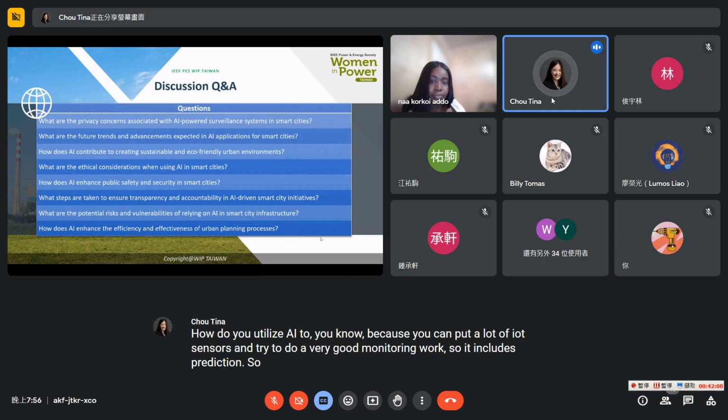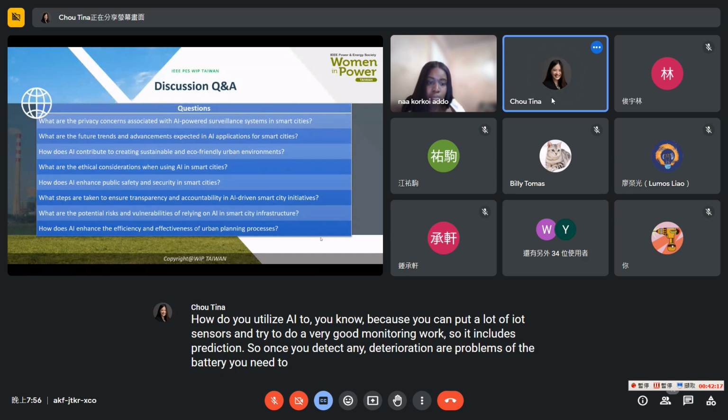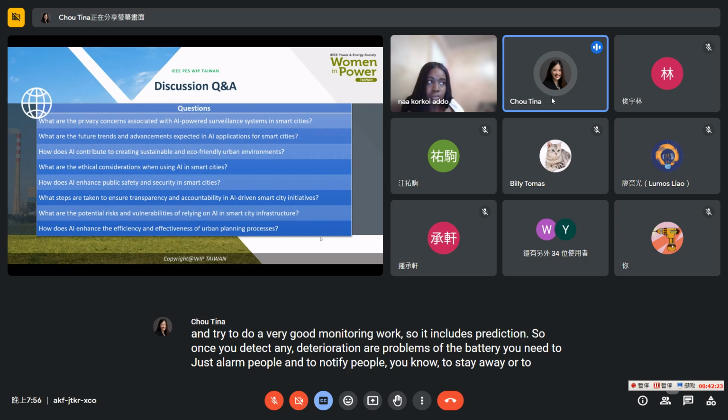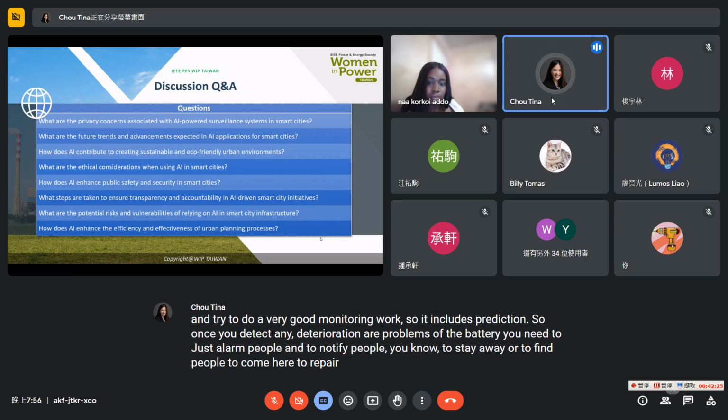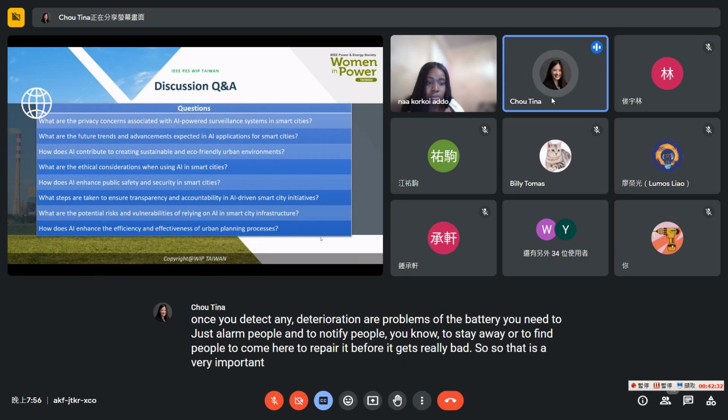So once you detect any deterioration or problems of the battery, you need to alarm people and notify them to stay away, or to find people to come here to repair it before it gets really bad. So that is a very important application in our field.